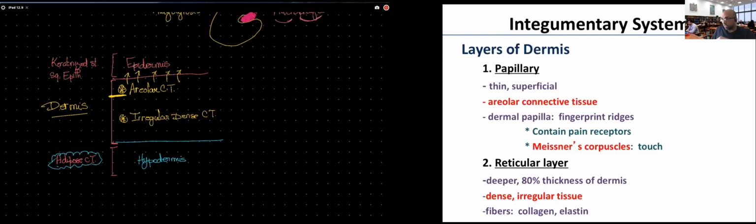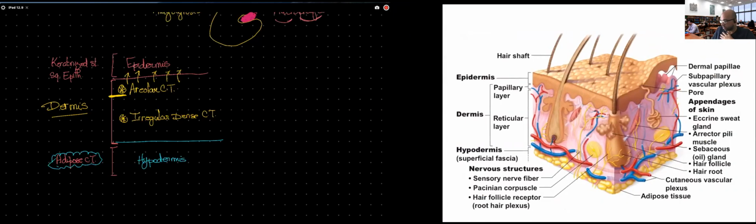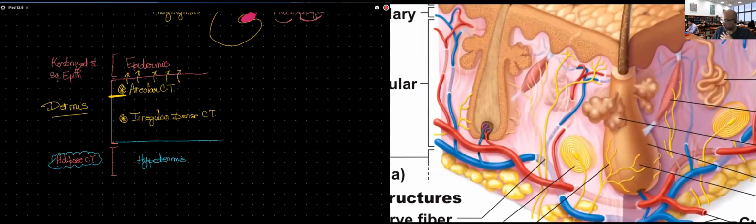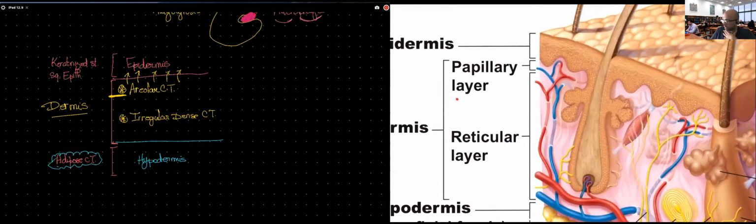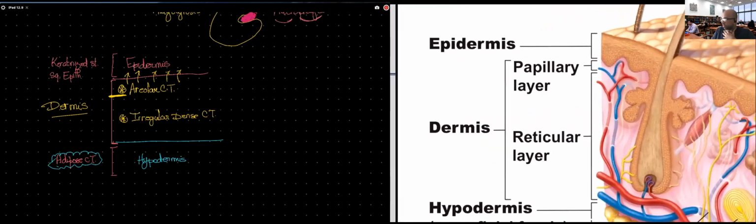So what's inside the papillae are pain receptors and Meissner's corpuscles, responsible for touch. See on here, those are located inside my papillary layer of my dermis.